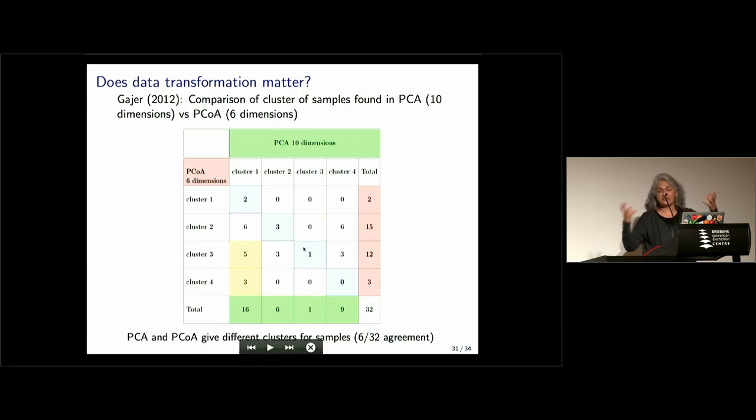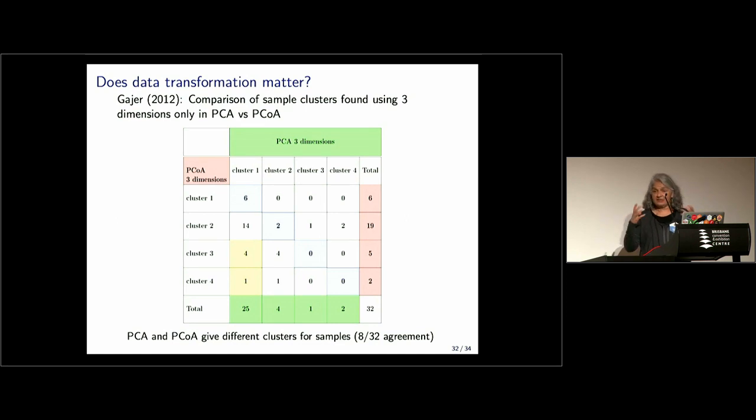And this is using different dimensions. For PCA, we settled on 10 dimensions. For PCoA, we settled on 6 dimensions. On the other hand, the plots that you see in publications have at most 3 dimensions. So we just take 3 dimensions and compare PCA versus PCoA, and 8 out of 32 cluster memberships agree. So when people take their samples, cluster them using some drastic dimension reduction, and then say these covariate classes match up with these samples, here we have a publication that is worth looking at.